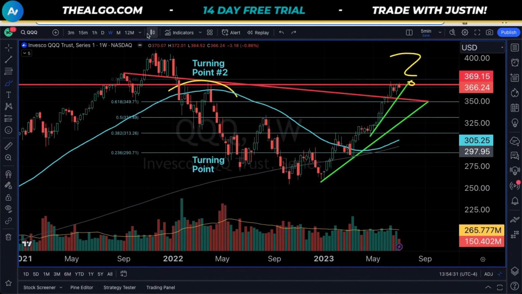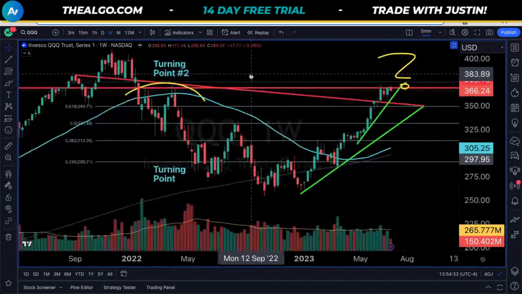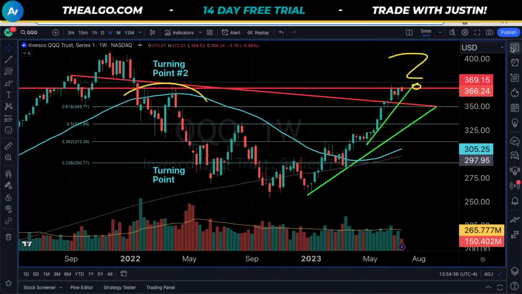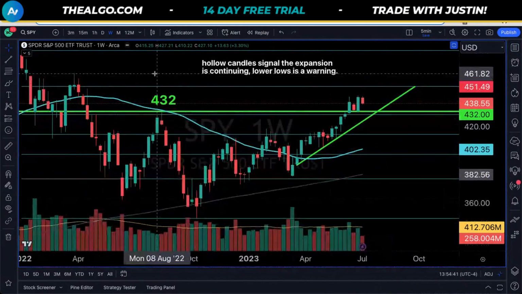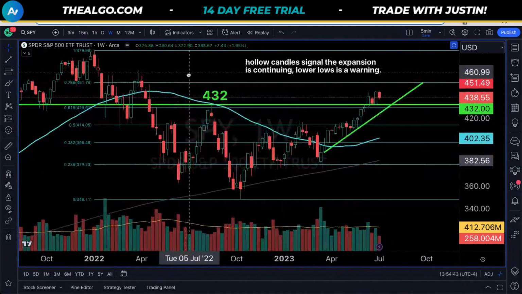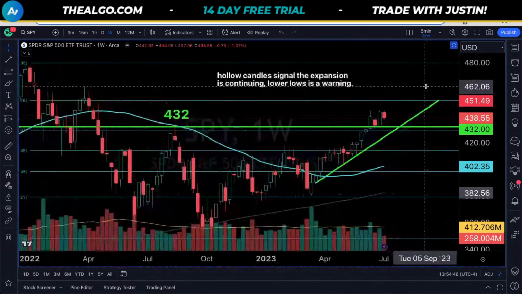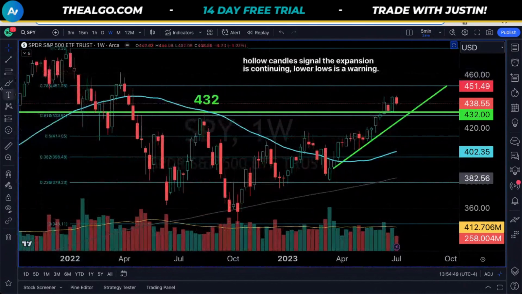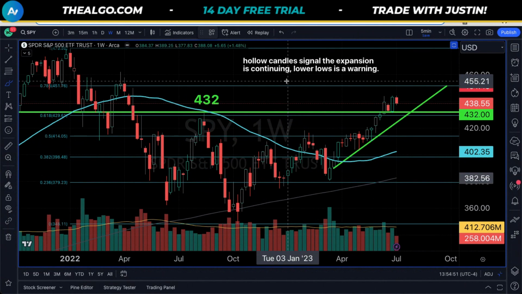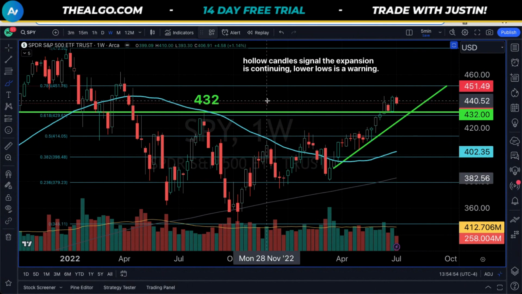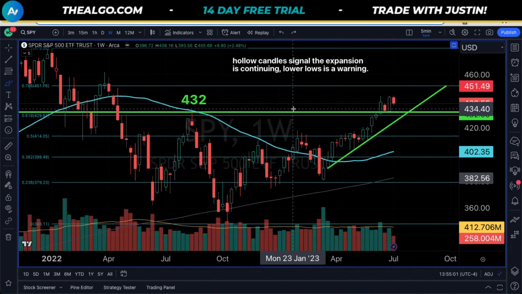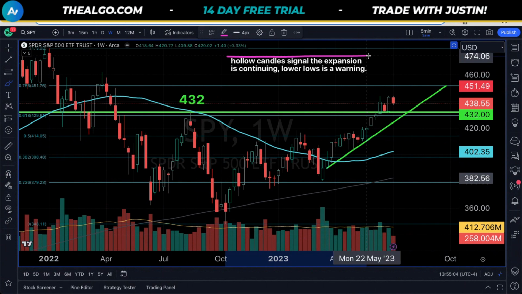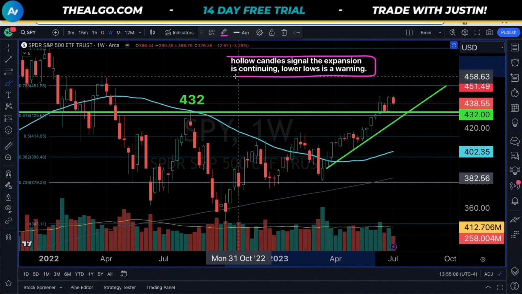Now let's look at a couple of charts, because I think that understanding the backdrop of the fundamentals is important, but looking at charts is also going to tell us what the market is currently pricing in. So let's have a look here at S&P, because there were some very clear notes we left you with a few weeks ago, and they're still materializing here. So this is just a warning for now. I'm not saying a crash is imminent, but I'm personally getting prepared for it. I'm seeing a lot of things line up, just not sure when it could happen. It could be all the way until January of 2024 that we have to wait for that recession to actually materialize. But looking at S&P here, what do we know? Hollow candles signal the expansion is continuing. Lower lows is a warning.